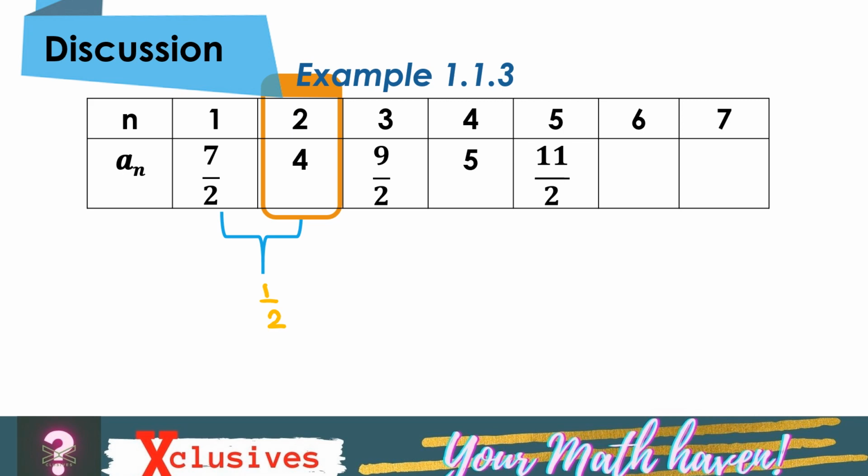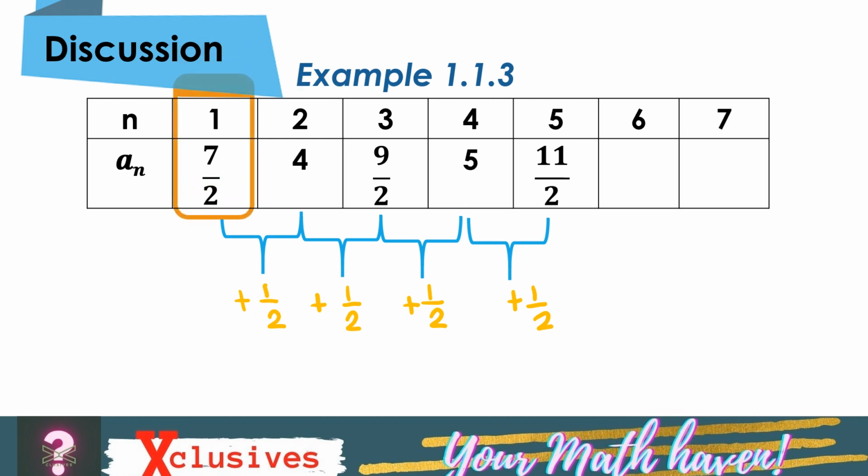Because that results to 8/2 or 4. So that is 4 plus 1 half, or 8/2 plus 1 half is 9/2. 9/2 plus 1 half, that is 10/2 or 5. 10/2 plus 1 half, that is 11 halves. So try to think, what number is added with 1 half to get 7 halves?